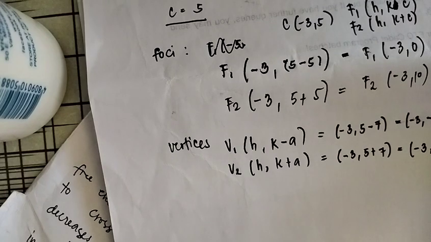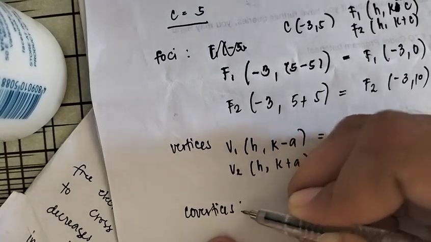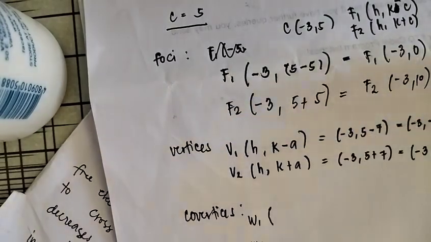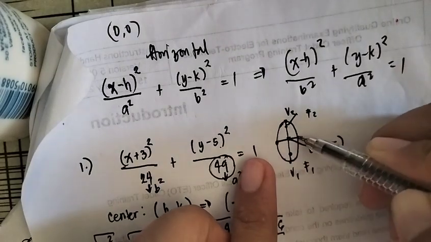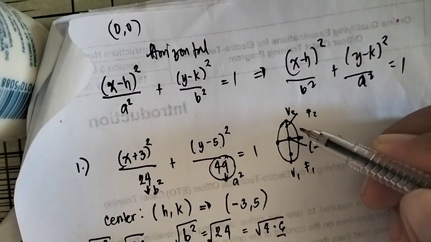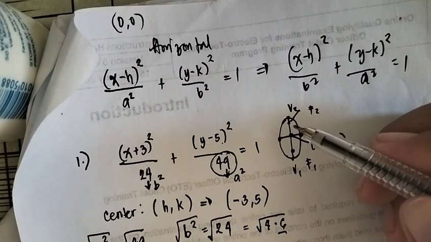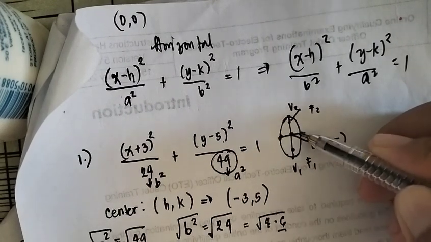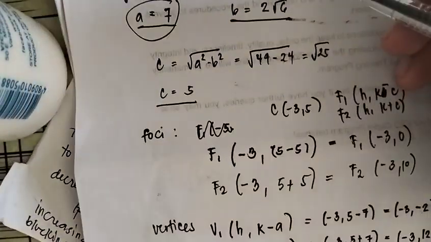Next are the co-vertices, W1 and W2, which use B. For a vertical ellipse, what is the same for both? Negative 3 stays constant, and the constant is the y, which is your K. They are the same.